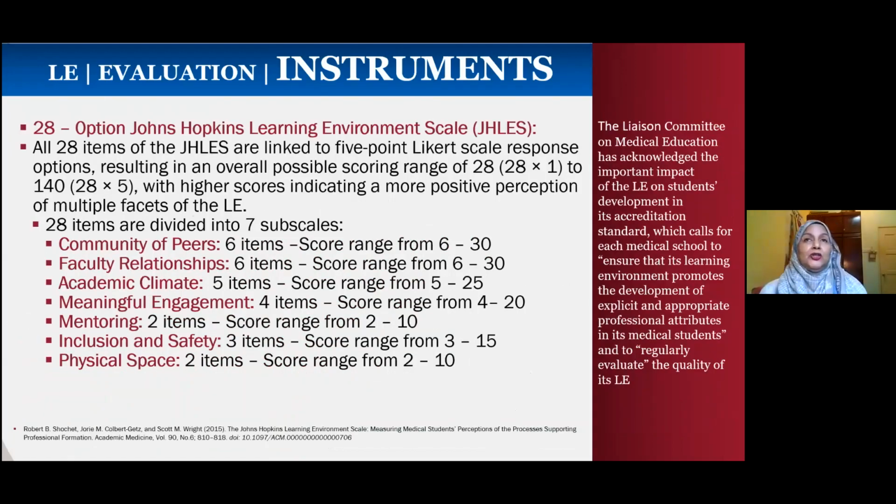This is all done in the European side and in the Asia side. In America, there is the 28-item Johns Hopkins Learning Environment Scale, which has been used. It has 28 items divided into 7 subscales. It is almost the same as the DREEM, other than that it has included mentoring as a specific separate item.